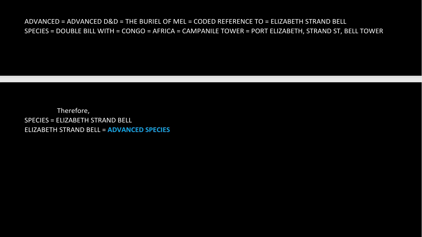All right, so advanced equals advanced D&D equals the burial mel was placed inside an AD&D book. The burial mel contained a coded reference to the name Elizabeth Strand Bell. Species was on a double bill with Congo. Congo's in Africa. The Campanile Tower is located in Port Elizabeth on Strand Street, Bell Tower. Therefore, both advanced and species translate to Elizabeth Strand Bell. Therefore, Elizabeth Strand Bell translates to advanced species.